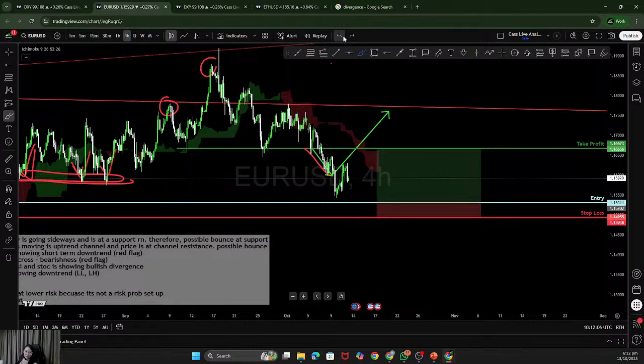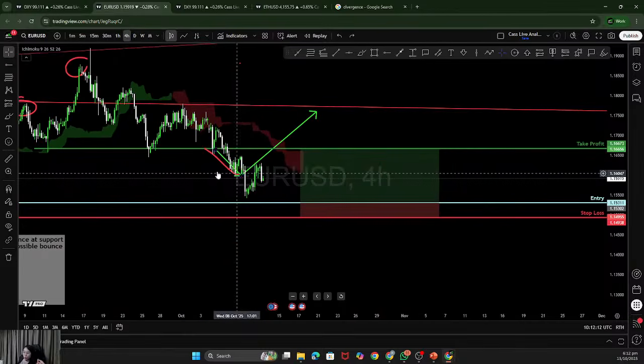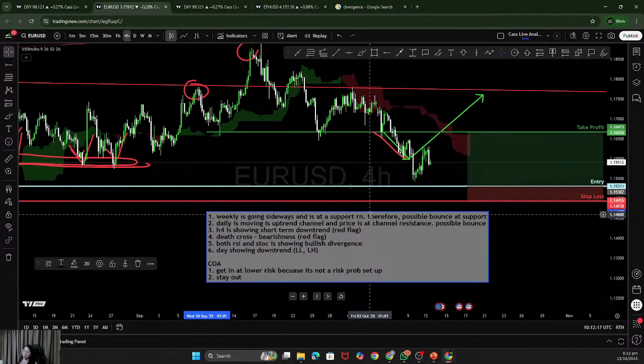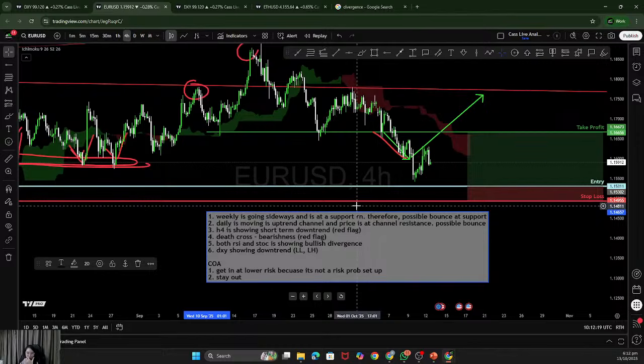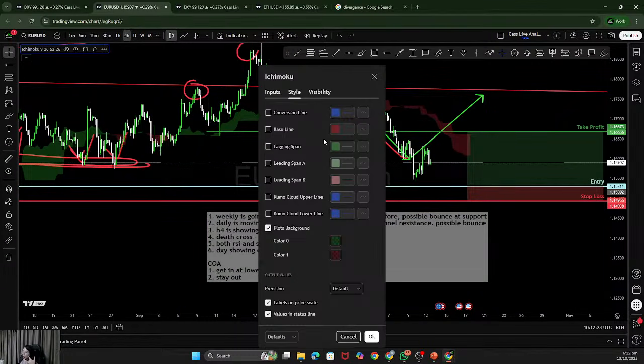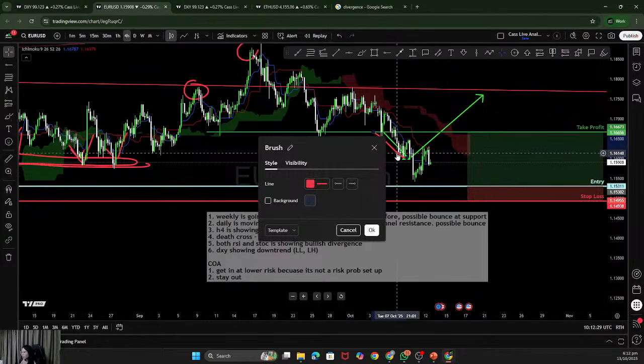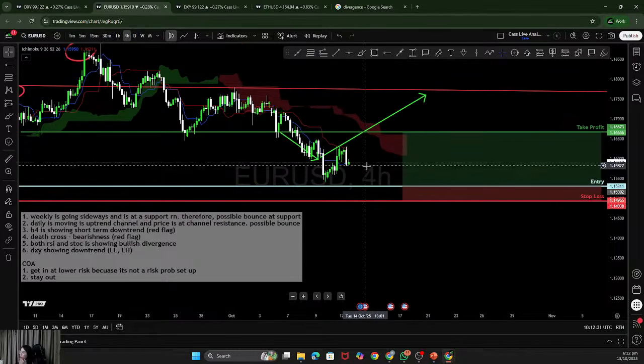Again, I did not come up with a good setup for this, but just a reminder, this is purely educational. I'm just showing you guys how I do my analysis, and this is exactly how I do my analysis. Sometimes I do my analysis and there's really no trades. So I just pulled out Ichimoku, and you guys know how much I love Ichimoku, even though it's a lagging indicator. And Ichimoku is clearly showing a sell.